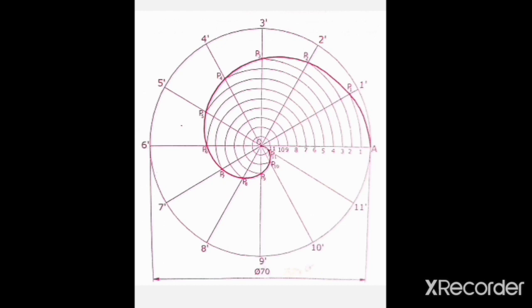Then join all the points from A, including the center point O. The starting point will be A. Then A, P1, P2, P3. Join all the points up to the center point O. This curve is known as the Archimedean spiral. Thank you.